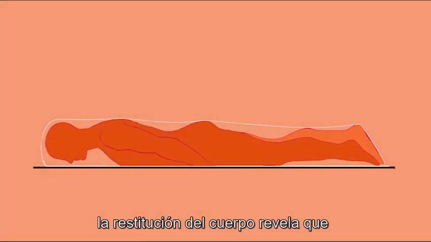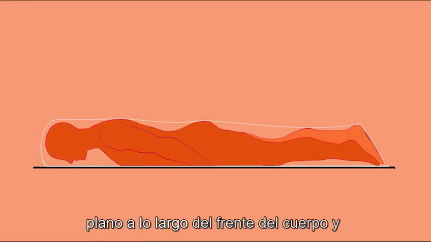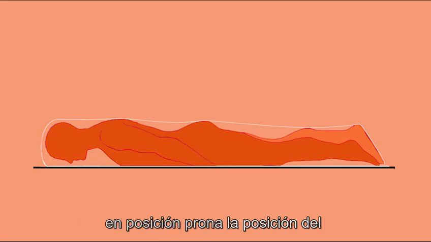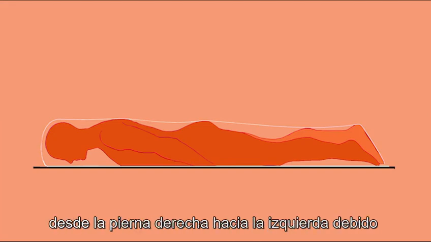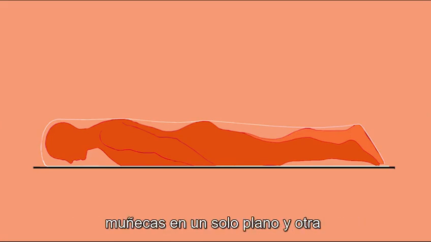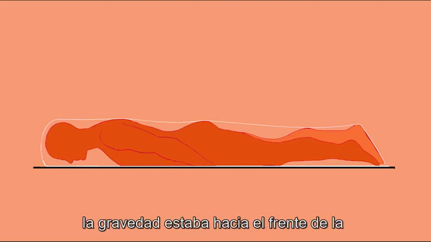Restitution of the body reveals that there were no folds in the fabric when the image was formed. The cloth was laid flat along the front of the body and almost flat along the back. The body was in a prone position. The position of the hair, the hollows of the face between the cheeks and mouth, the slope of the cloth from the right leg towards the left, due to gravity, the position of the arms and wrists on a single plane, and other details indicate that the force of gravity was towards the front of the body.